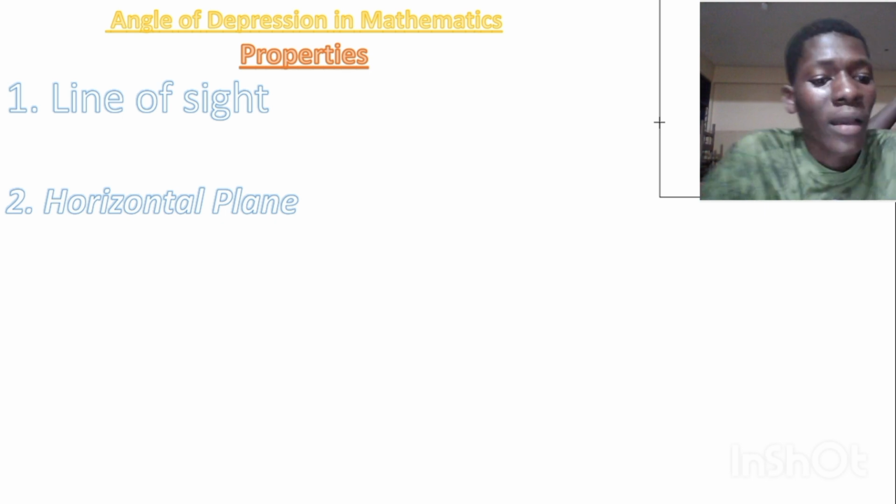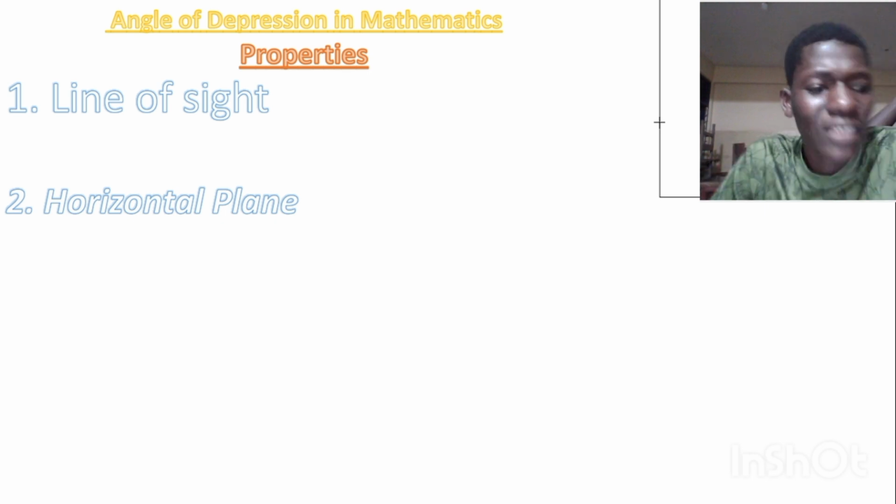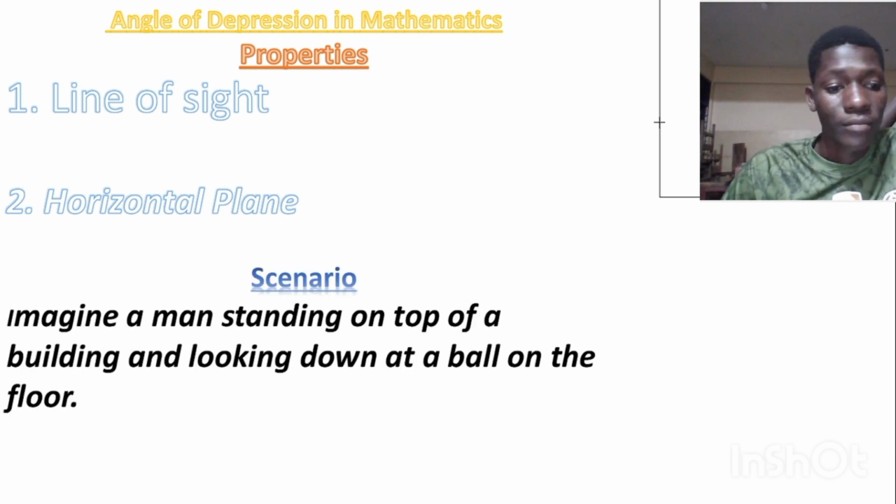So we come to look at some properties. The line of sight is the line that connects your eye to what you are looking at. And the horizontal plane is a horizontal line, a straight line that passes through your eye. So let's look at this scenario.